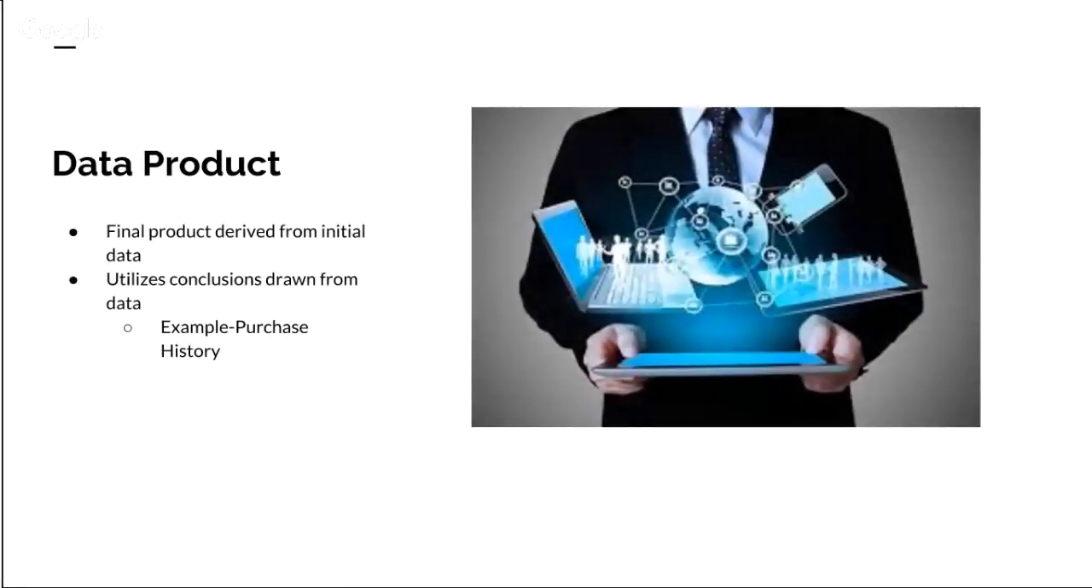So the next thing is called data product. This is really just a computer application that takes data inputs and generates outputs. It essentially utilizes the conclusions drawn from the initial data in order to provide a useful product for users. An example is an application that analyzes purchasing history and recommends other purchases based on that history. It's a lot like Amazon, where if you're on Amazon frequently and you buy a bunch of stuff, you get recommendations on the sidebar of other places that you're visiting, giving you suggestions of what to buy next.